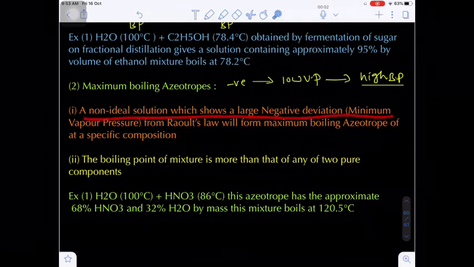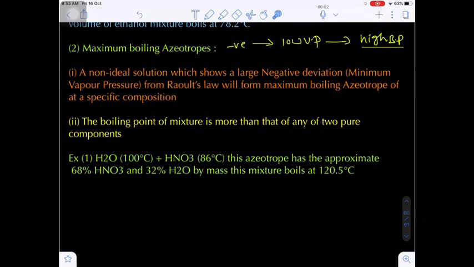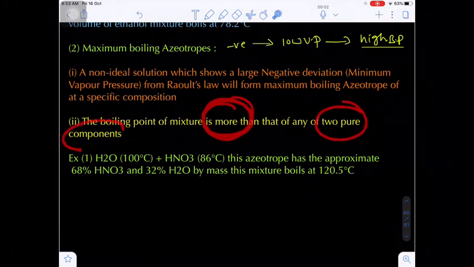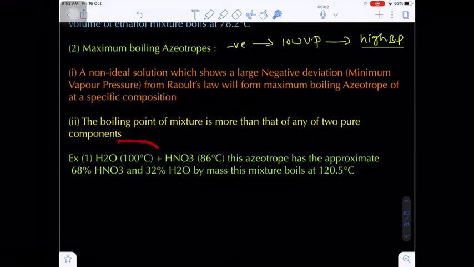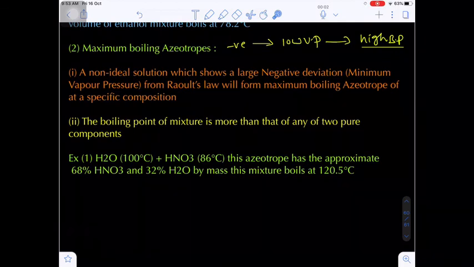A non-ideal solution which shows a large negative deviation from Raoult's law, that is the minimum vapor pressure, will form the maximum boiling azeotropy at a specific composition. Now the boiling point of the mixture will be more as compared to the individual pure components in the mixture. The best example, water and nitric acid. Nitric acid and water form a maximum boiling azeotropy.